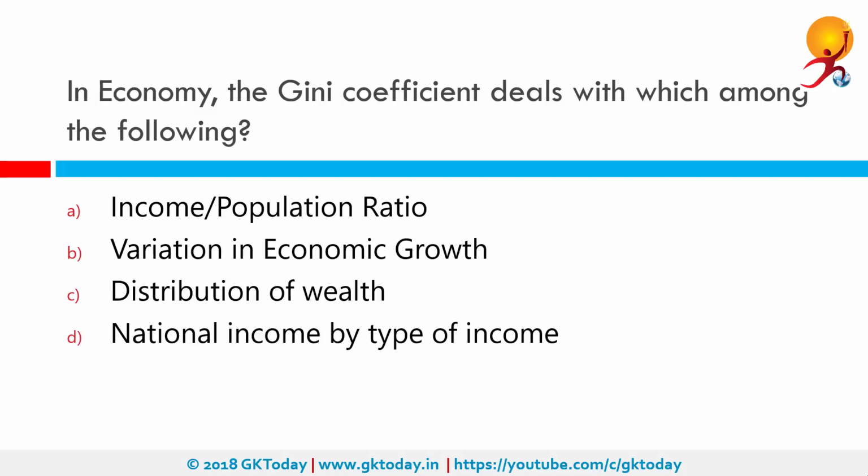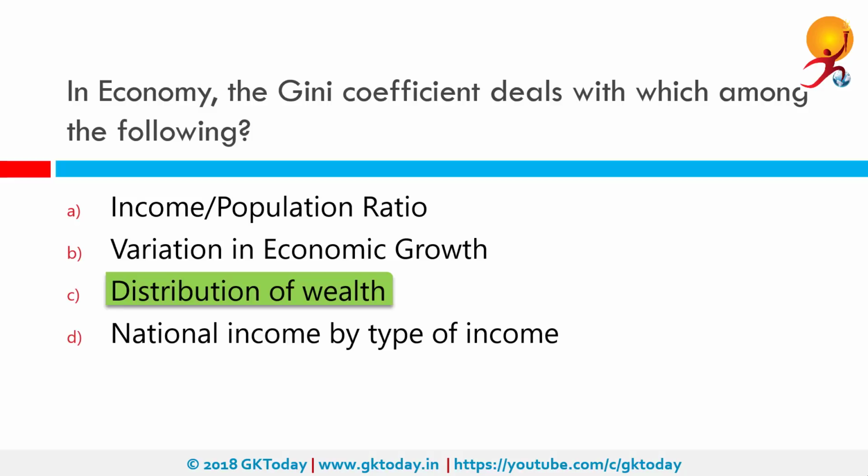In economy, the Gini coefficient deals with which among the following? Gini coefficient represents the income distribution of a country's residents, so it deals with distribution of wealth. It was developed by the Italian statistician and sociologist Corrado Gini. It measures the inequality. The coefficient ranges from 0 to 1, with 0 representing perfect equality and 1 showing perfect inequality. The higher the Gini coefficient, the more the gap between rich and poor in the country.